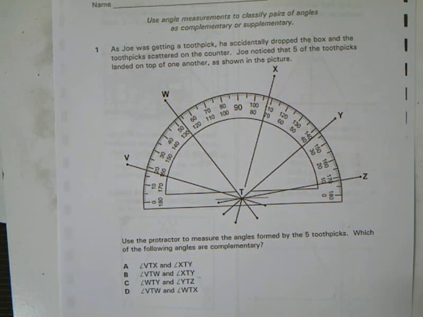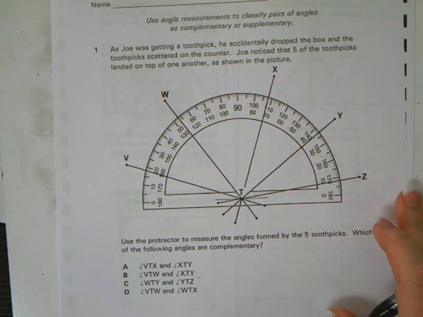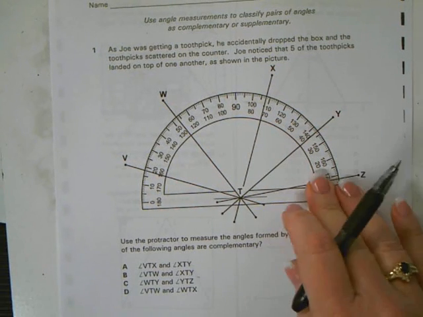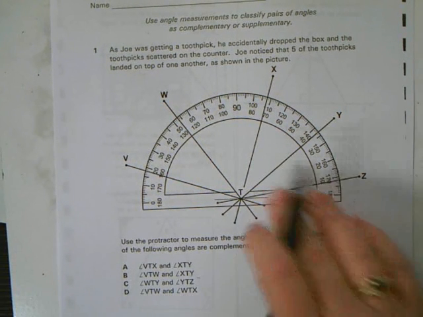It says, as Joe was getting a toothpick, he accidentally dropped the box, and the toothpicks scattered on the counter. Joe noticed that 5 of the toothpicks landed on top of one another, as shown in the picture. So these are a picture of 5 toothpicks. We're going to use the protractor to measure the angles formed by these toothpicks. So which of the following angles are complementary?